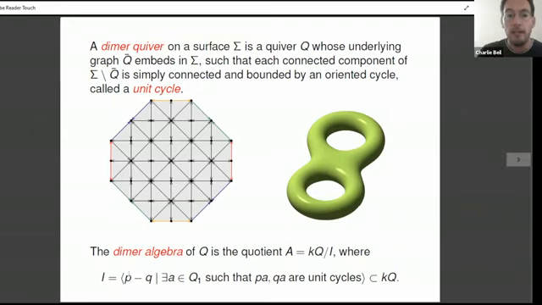And the dimer algebra of Q is the quotient of the path algebra modulo the ideal generated by the difference of paths, p minus q, where there's an arrow a such that pa and qa are unit cycles. Oh, and my pictures of the genus 2 surface are from Wikipedia.